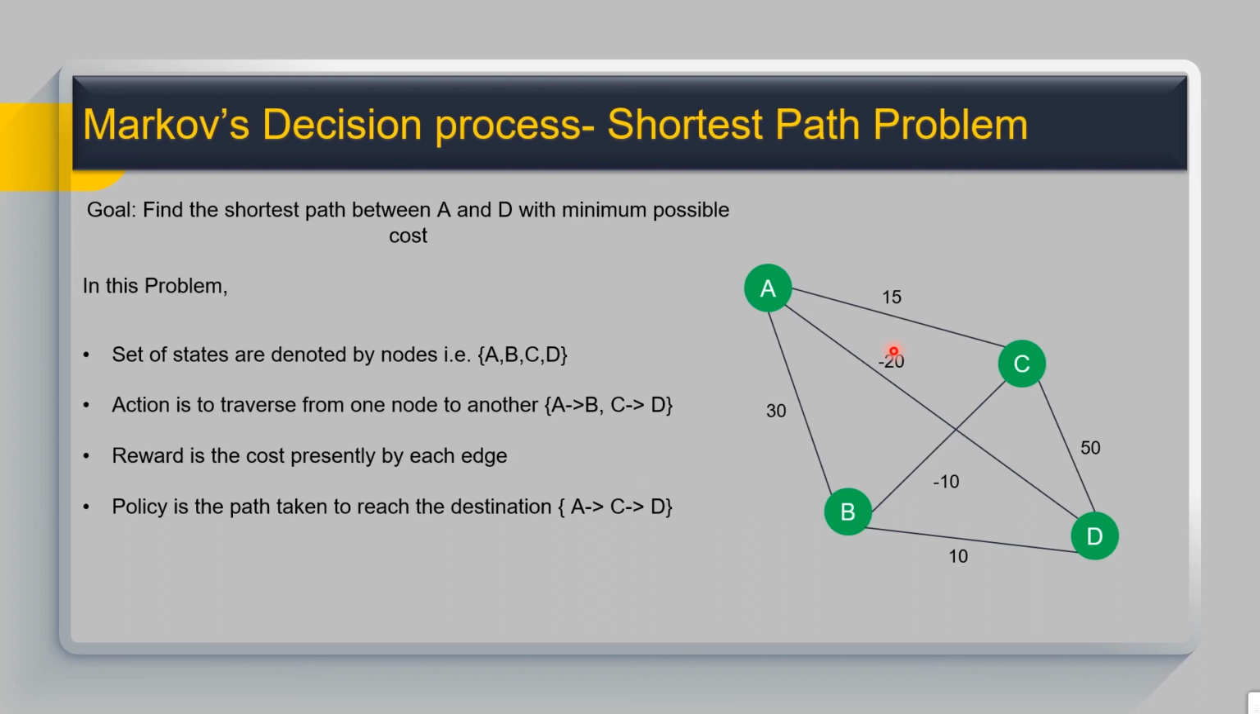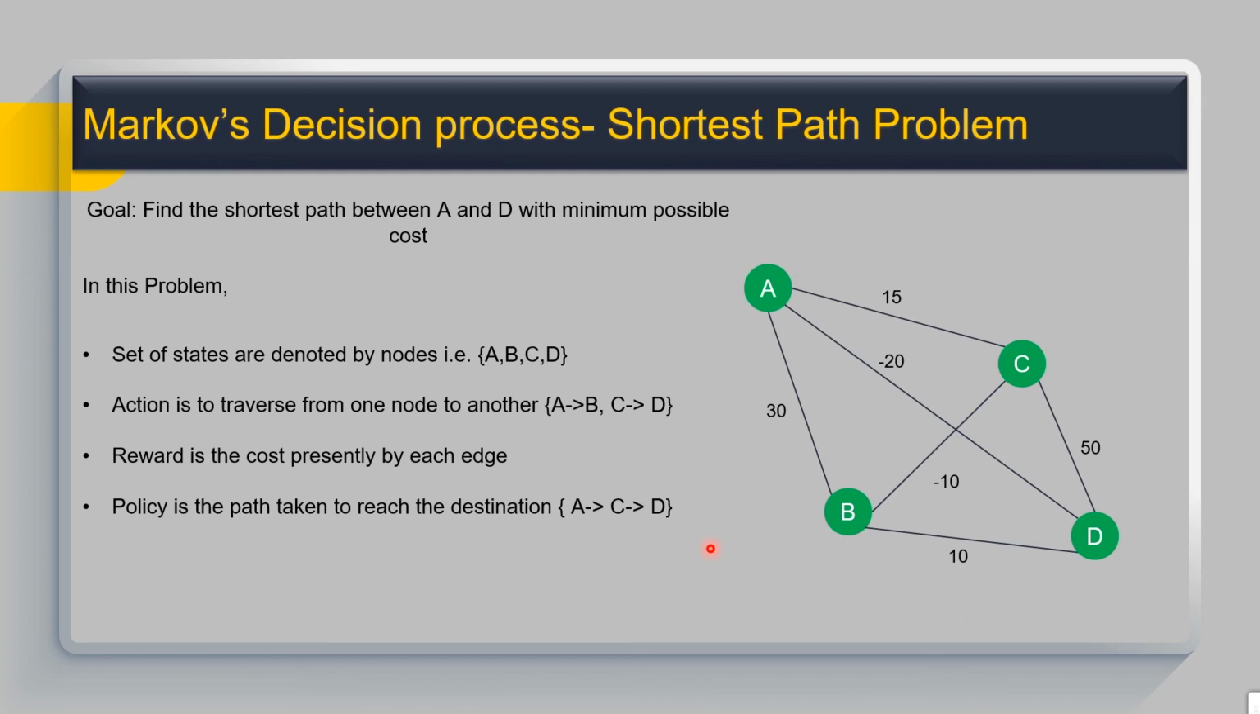Now, before we look at the problem, in this problem, the set of states are denoted by the nodes, which are A, B, C, D, and the action is to traverse from one node to the other. So, I'm going from A to B. That's an action. Similarly, A to C, that's an action. The reward is the cost, which is represented by each edge over here. Now the policy is basically the path that I choose to reach the destination. So let's say I choose A, C, D. That's one policy.